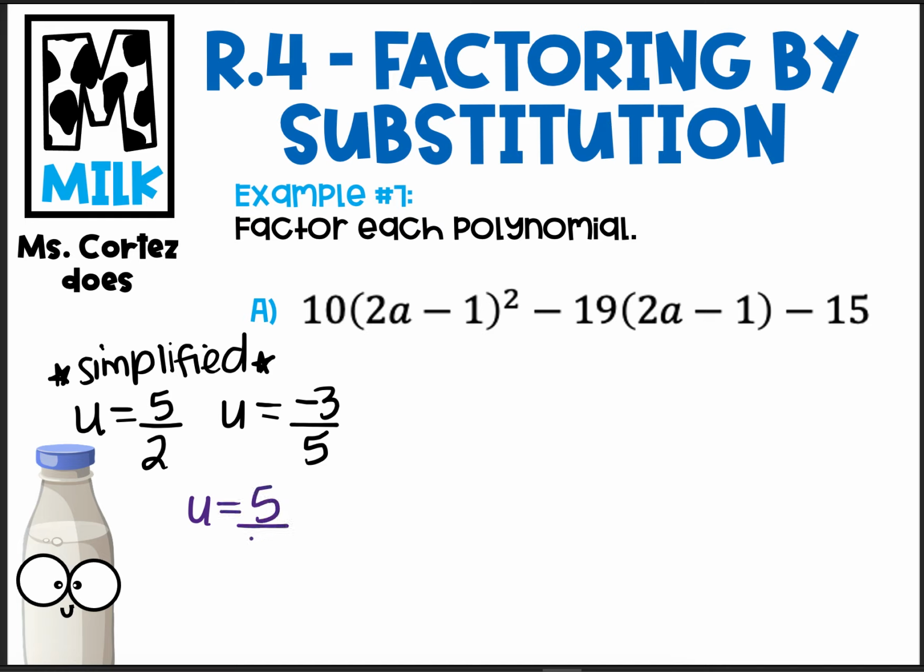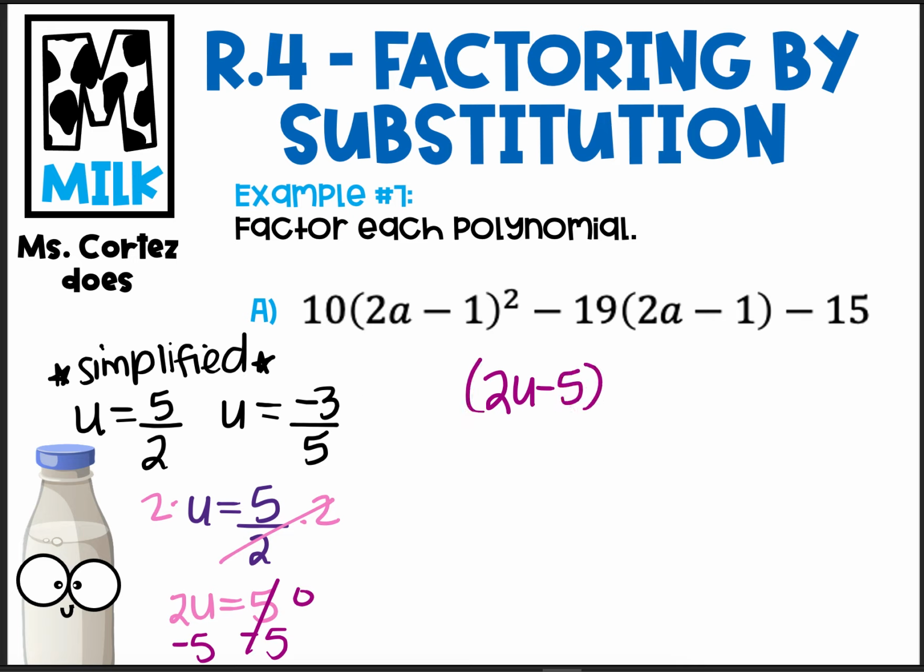If I have u equals 5 over 2, I will multiply both sides by 2. I'm solving for 0 instead of solving for u. And then I have 2u equals 5, subtract 5 from both sides. Now my first factor is 2u minus 5. And to find my second factor, I'll use the other solution, u equals negative 3 over 5.